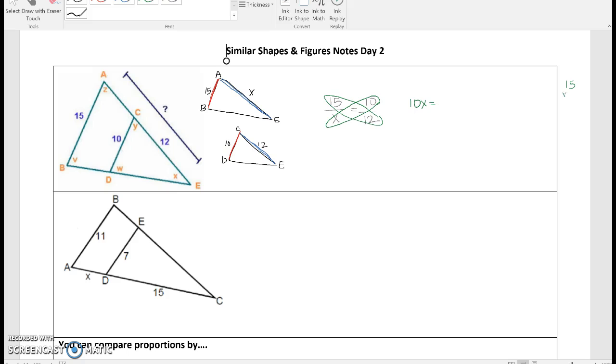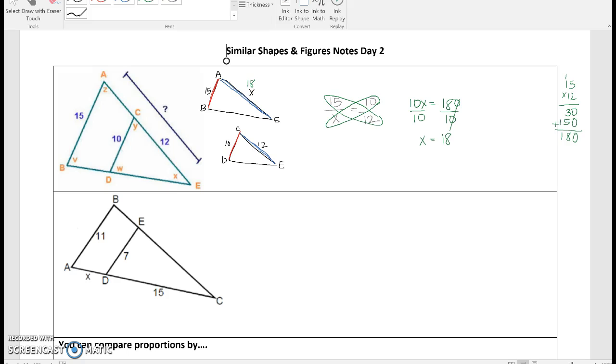So, okay, 15 times 12, 2 times 5 is 10, 2, 3, 0, 1 times 5 is 5, 1 times 1 is 1. Okay, 0, 5, 6, 7, 8, 180. Then I'm going to divide by the number with x, so I divide by 10. Those get to cancel, and it is 18. Okay, so that means this whole big side here is 18.